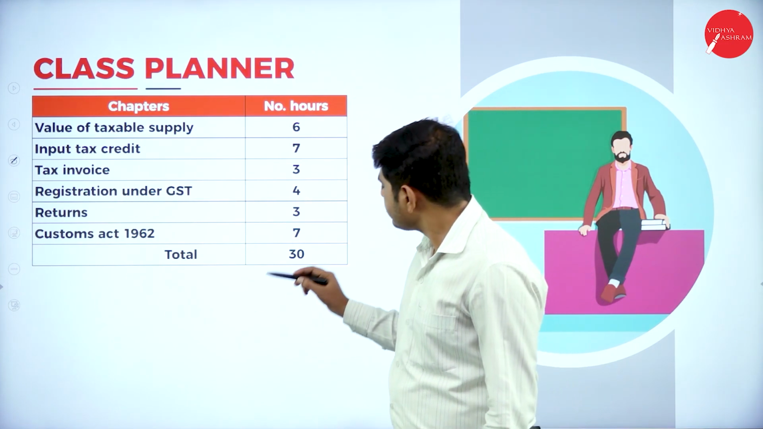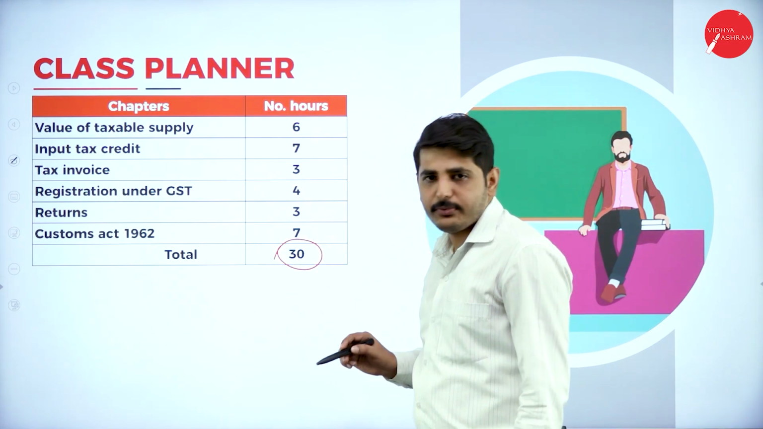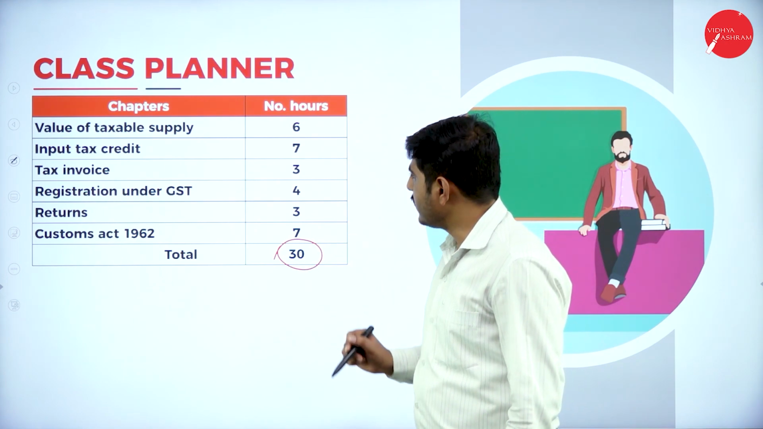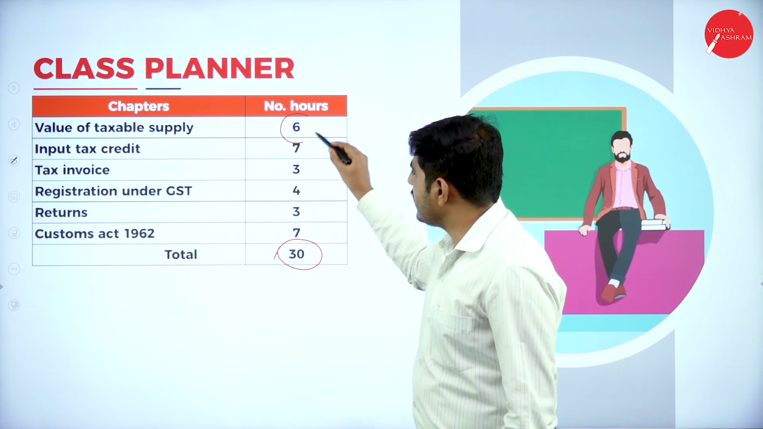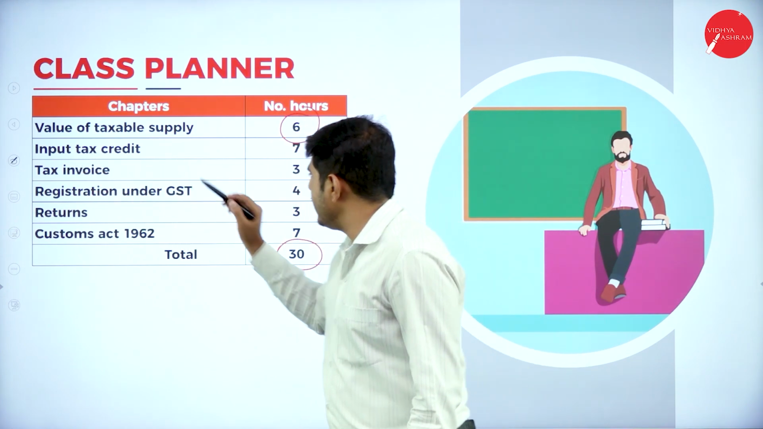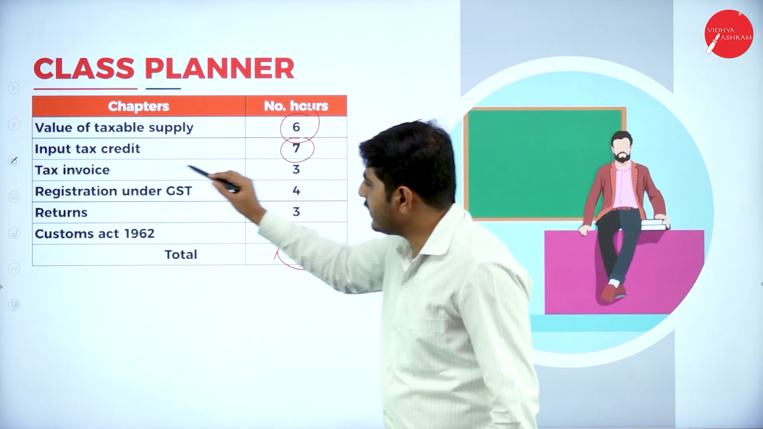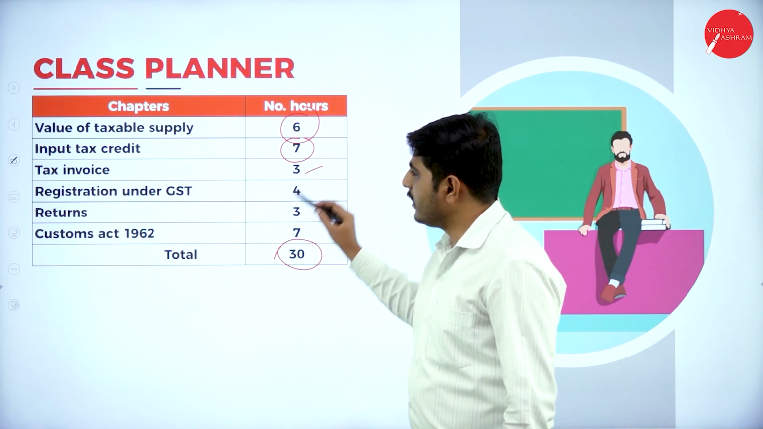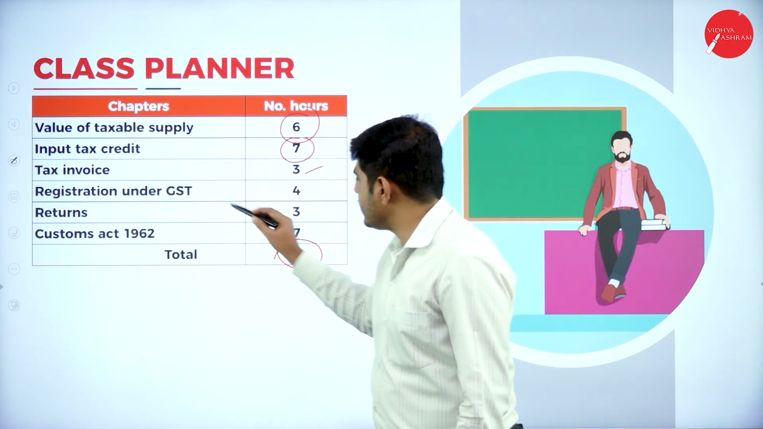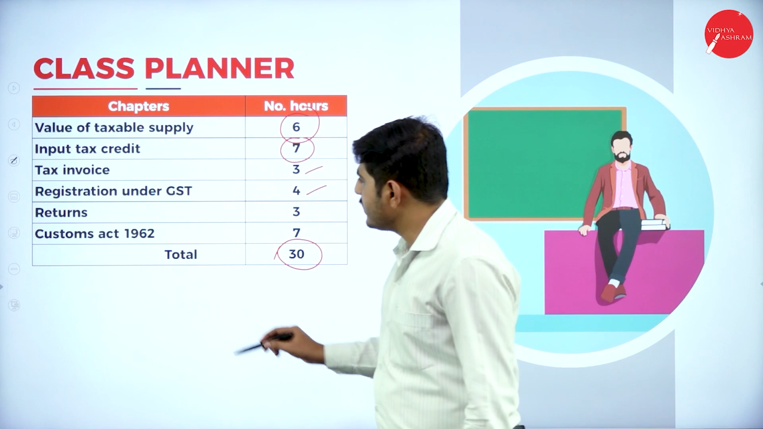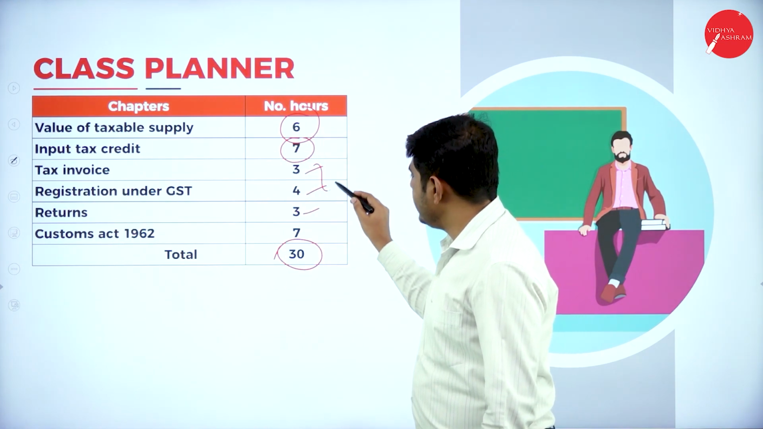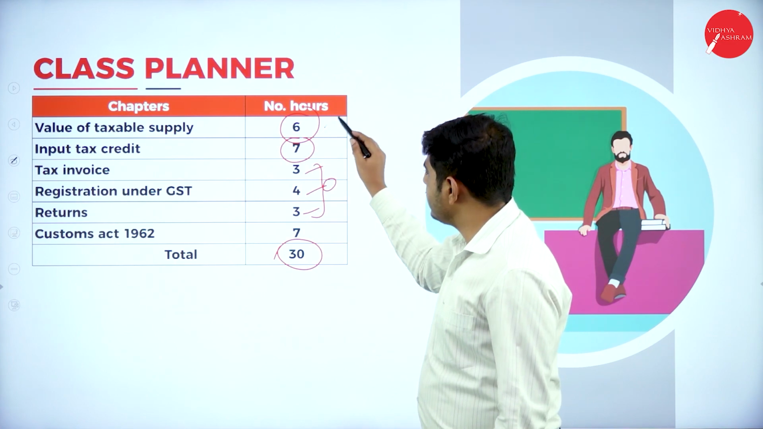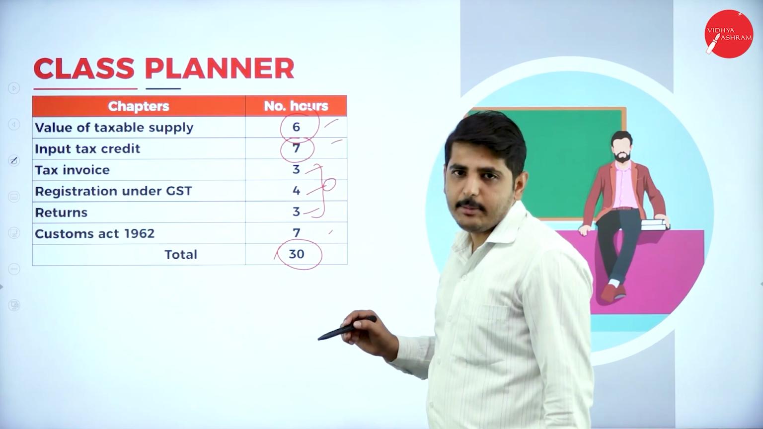Next one, Class Planner. See, we need a total of 30 hours to finish. First one, value of taxable supply, we need 6 hours. Second one, input tax credit, we need 7 hours. Next one, tax invoice, we need 3 hours. Registration under GST, we need 4 hours. And also return, we need 3 hours. See, these are all theory oriented chapters, and these 3 are problem oriented chapters.